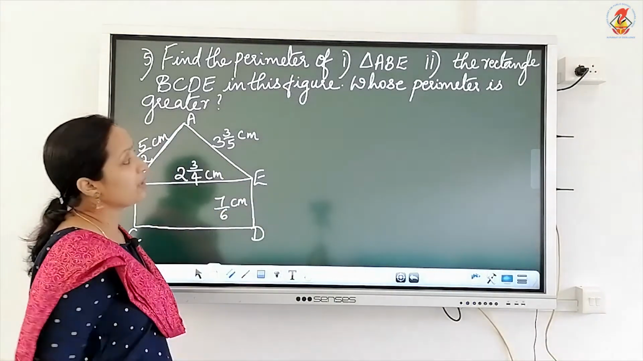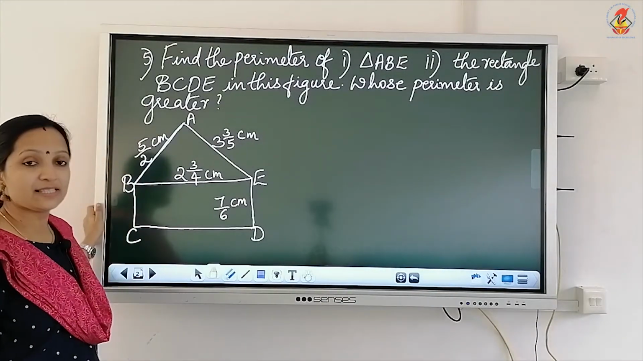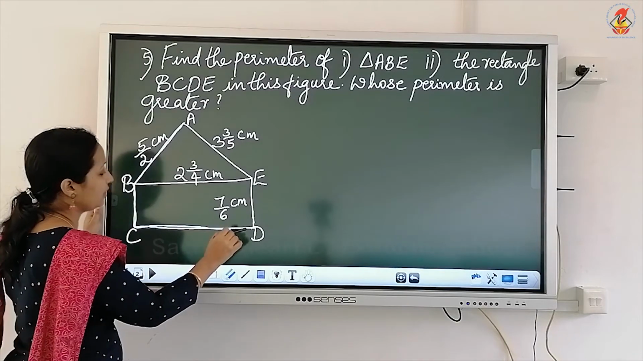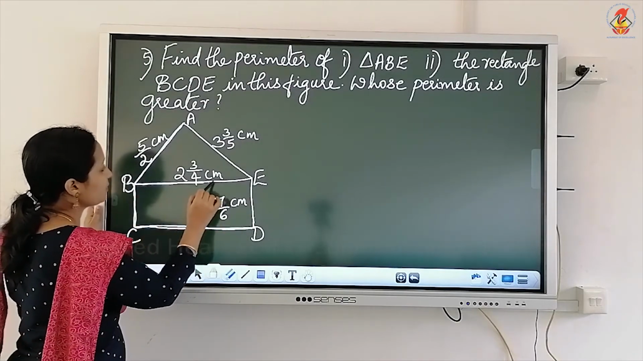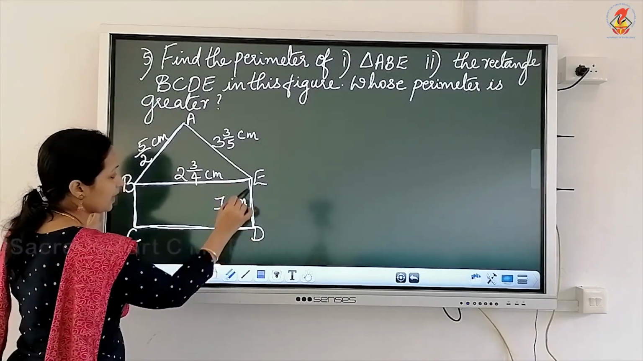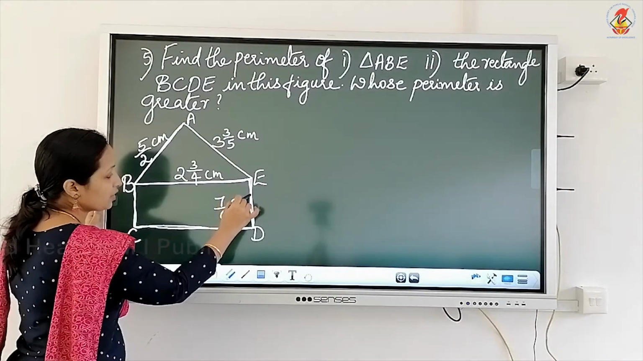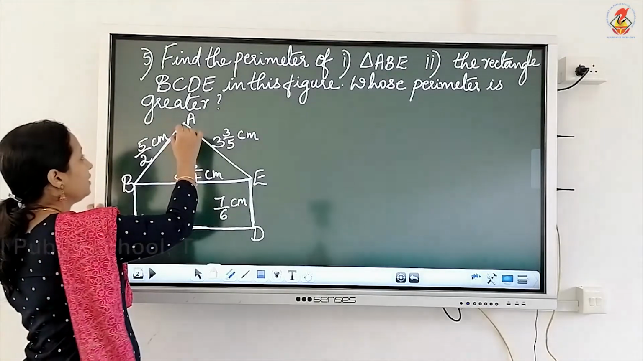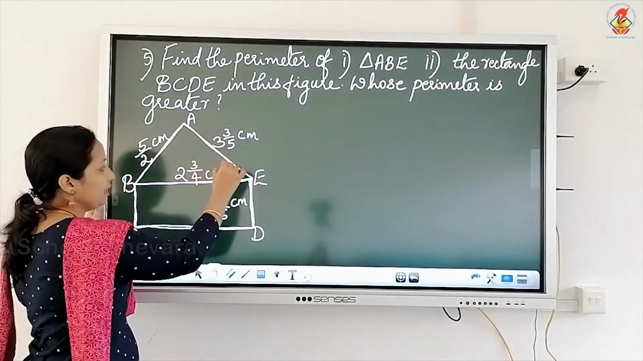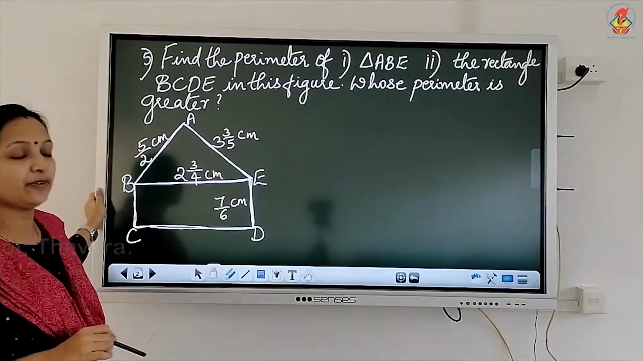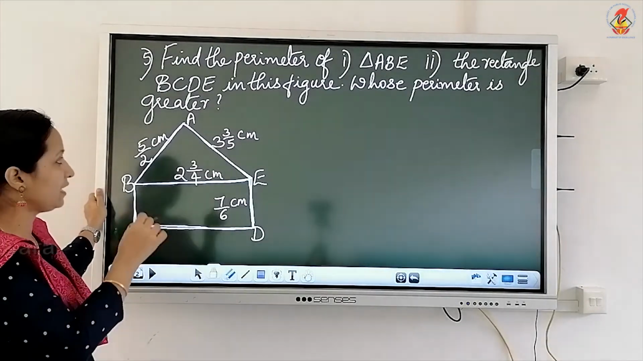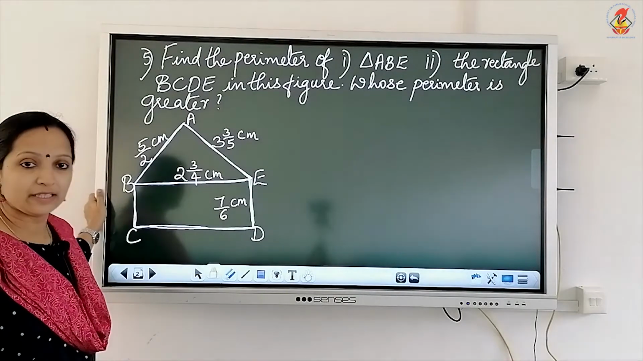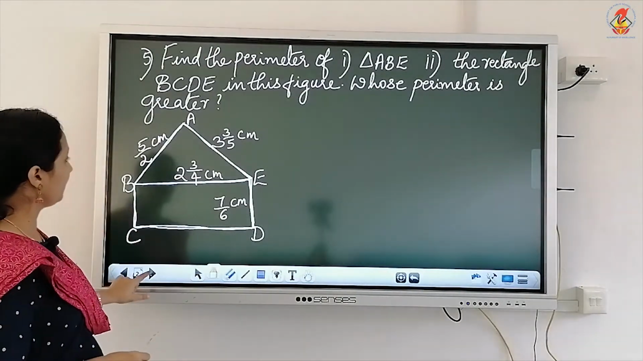And what is the second part of the question? The rectangle BCDE. We have to find the perimeter of this particular rectangle and we have to find whose perimeter is greater. That means we have to compare the perimeter of these two figures. Question is clear? First we have to find the perimeter of the triangle ABE. After that you have to find the perimeter of rectangle BCDE and we have to compare whose perimeter is greater. Now move to the answer.